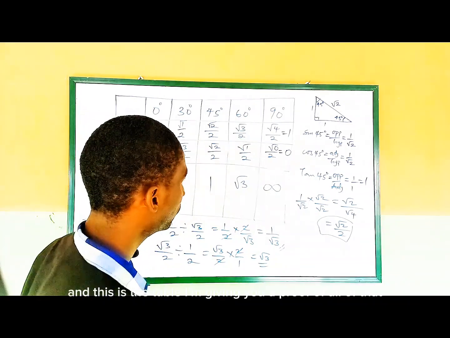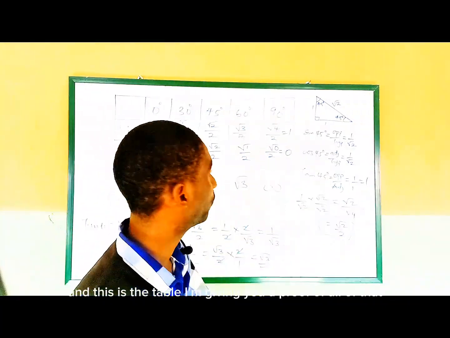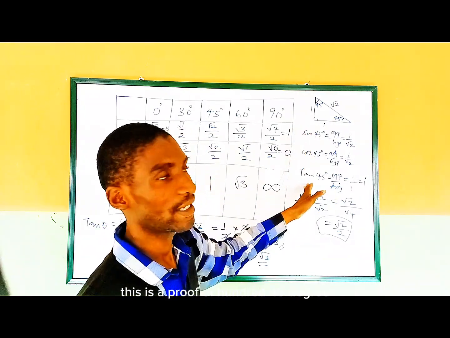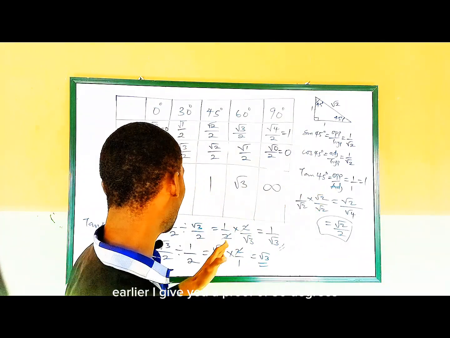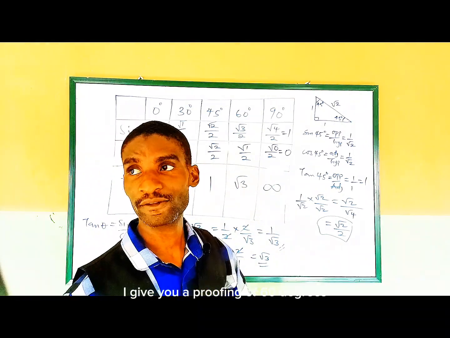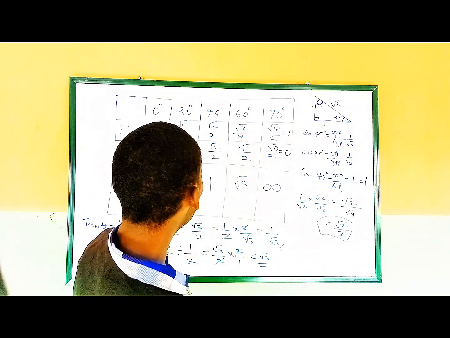And this is the table. I've given you a proof of all of that. This is a proof of angle 45 degrees. Earlier, I gave you a proof of 30 degrees. I gave you a proof of 60 degrees. And this is how it works.